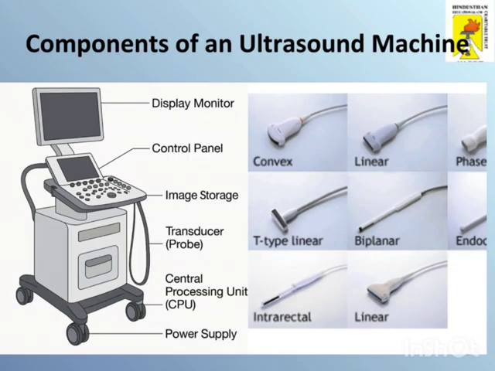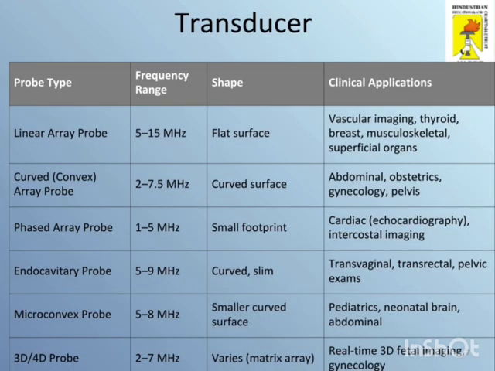Components of an ultrasound machine. When you visualize an ultrasound machine, you can see a display monitor, a control panel with different knobs, an image storage system, different transducers, a central processing unit, and the power supply. There are different types of probes used in ultrasound imaging. So, let us discuss the different types of probes available for imaging in an ultrasound machine.